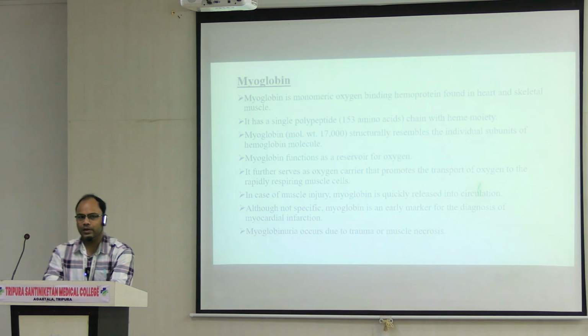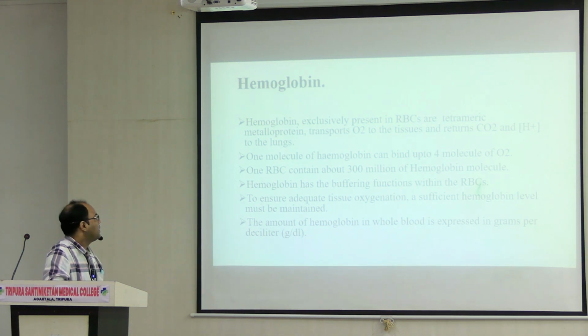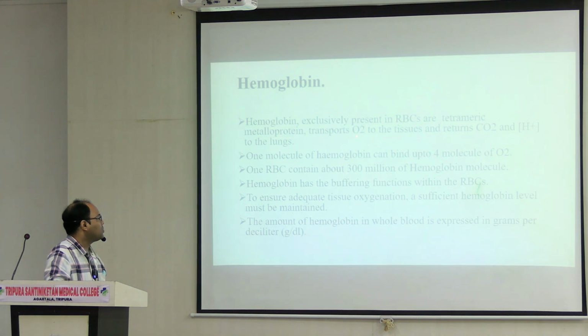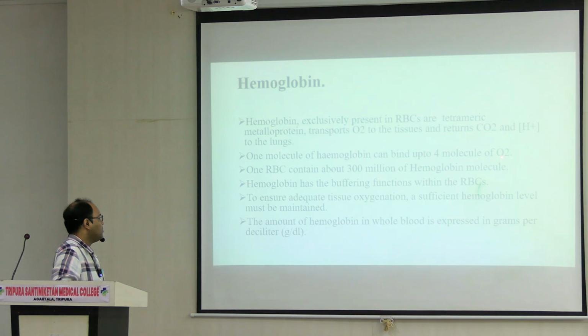Okay, let's start about hemoglobin, very important topic. Okay, hemoglobin, it is only present in RBC. Okay, and this is a tetrameric, tetra means 4, tetrameric metalloprotein, because in hemoglobin there is an iron molecule, Fe plus 2 is present. That is why it is called metalloprotein. It transports oxygen to the tissue and returns carbon dioxide and proton to the lung. One molecule of hemoglobin can bind up to 4 molecules of oxygen. And one RBC contains about 300 million hemoglobin molecules.